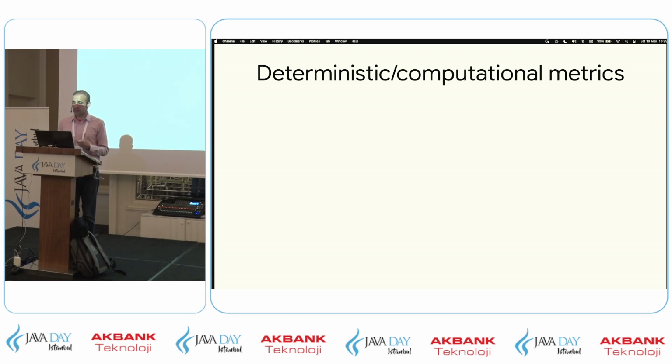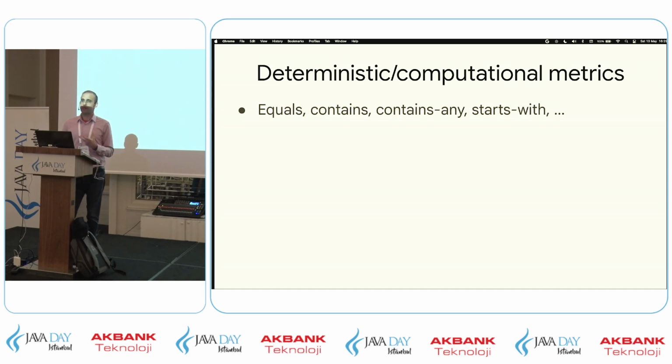Now, in terms of deterministic or computational or statistical metrics, however you want to call it, these are metrics where you can do things like equals. Let's say you know that the output should include some text. You can do simple string matching for that, right? For that, you don't even need an evaluation framework. You can do simple string matching, or you can look for certain text like contains, contains and, or starts with, and so on and so forth. These are things that we already know how to do. The frameworks support these metrics, but you don't even need a framework for these.